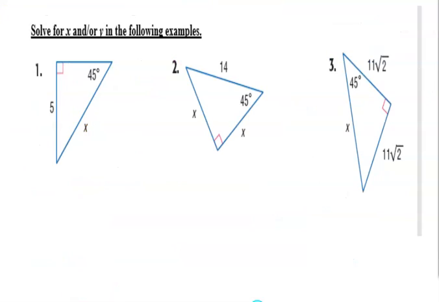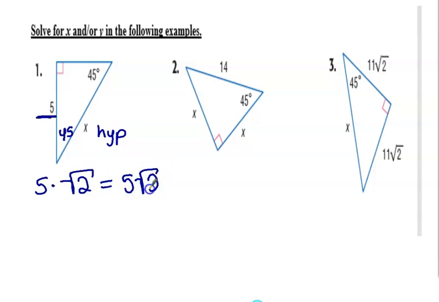All right, so let's try some out. Here's 1, 2, and 3. Let's see what's going on. We have a 45, so therefore this is 45 degrees also. Across from the 90 is my hypotenuse. One of my legs is 5, and I need the hypotenuse. So what am I going to do? I'm going to multiply it by √2. So my answer is just going to be 5√2 as your hypotenuse. Pretty easy for that one.